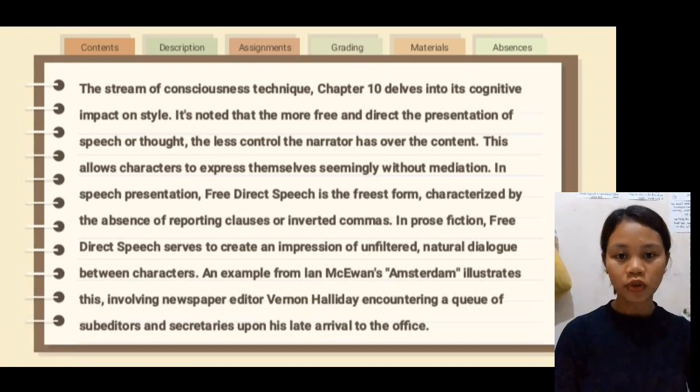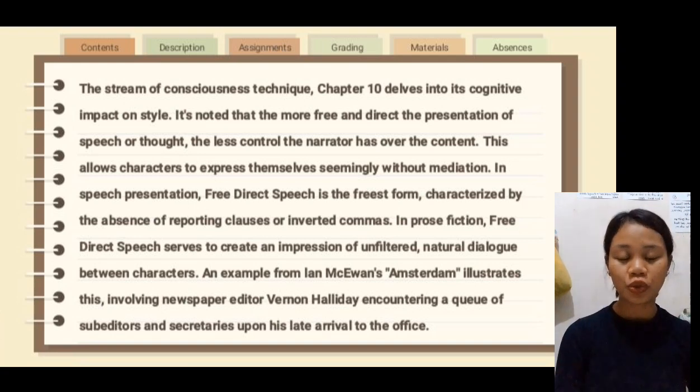The stream of consciousness technique, chapter 10, delves into its cognitive impact on the style. It's noted that the more free and direct the presentation of speech or thought, the less control the narrator has over the content. This allows characters to express themselves seemingly without mediation.